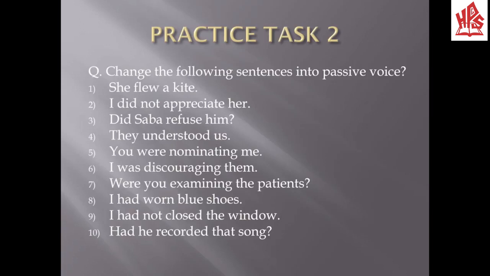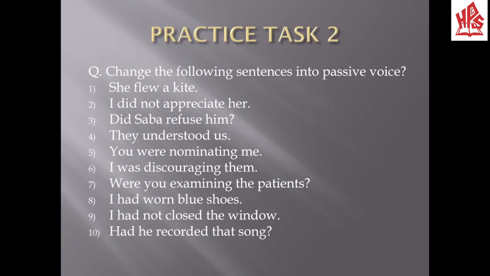Number 2, I did not appreciate her. If it is a negative active, don't forget to make a negative passive. I did not appreciate her. She was not appreciated by me. Number 3, you can see that in this particular tense we have covered all 3 types of sentences. Number 1, a simple sentence. Number 2, negative. And the third one given here is the interrogative sentence of past simple tense. Did Sabah refuse him? And now, what have we done? Was he refused by Sabah?